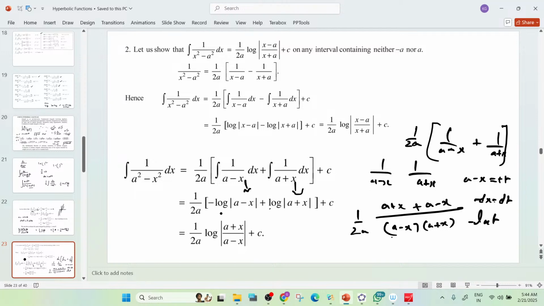Log a minus log b, so log a by b. Understood? So the same technique we have used here. Actually, x square minus a square is the negative of dx by a square minus x square. Whatever we got, it should be the negative of that, which is this. So that's how we have done.